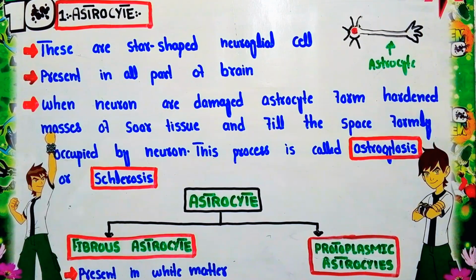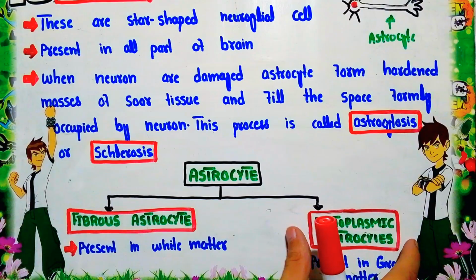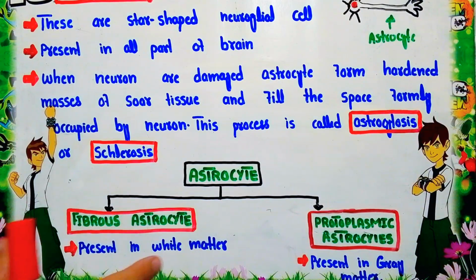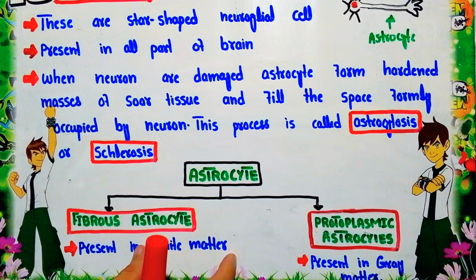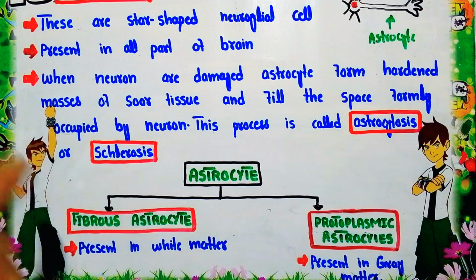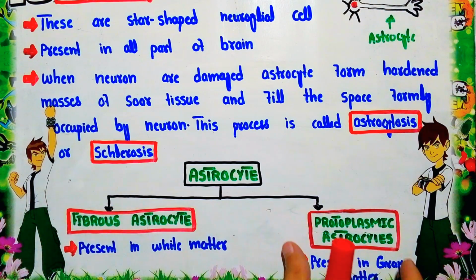Now in the human brain, two types of astrocytes are found. The first one is the fibrous astrocyte, while the second one is the protoplasmic astrocyte. The fibrous astrocytes are abundantly found in the white matter of the brain, although a small amount of fibrous astrocytes is also found in the gray matter of the brain, while the protoplasmic astrocytes are mainly found in the gray matter of the brain.